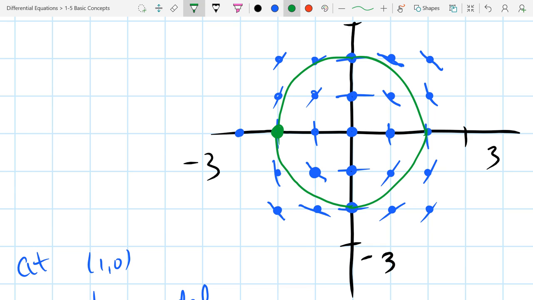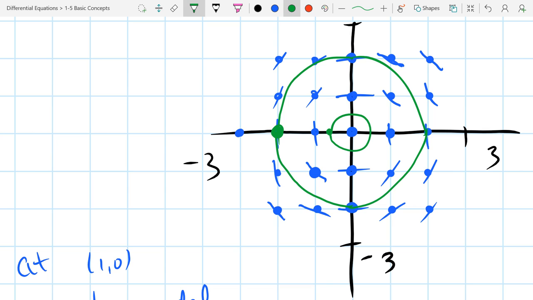Same thing happens at 1. Same thing happens at 1/2, even though we didn't draw the small slope field right there. But the slope field still exists. We just didn't draw it. So you can see that leaf go right around the origin like that.